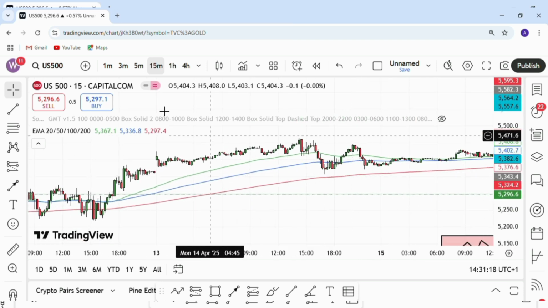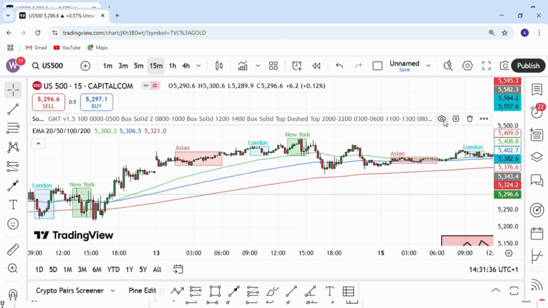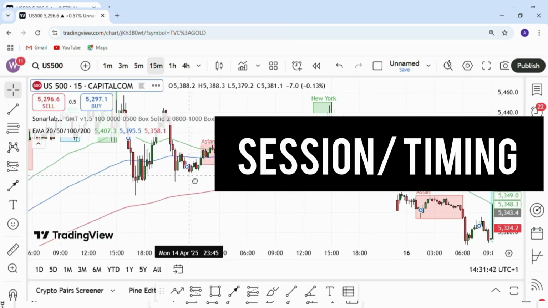Then the next thing you will do is also go to the indicator tab. These are the two indicators that you are using. You go to the indicator tab and search for Sonar Lab Session. Add it to your chart, and it looks something like this. This is for our sessioning and timing.